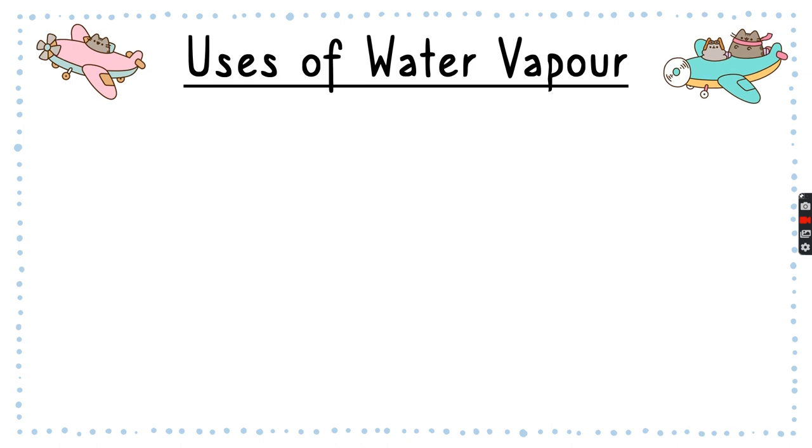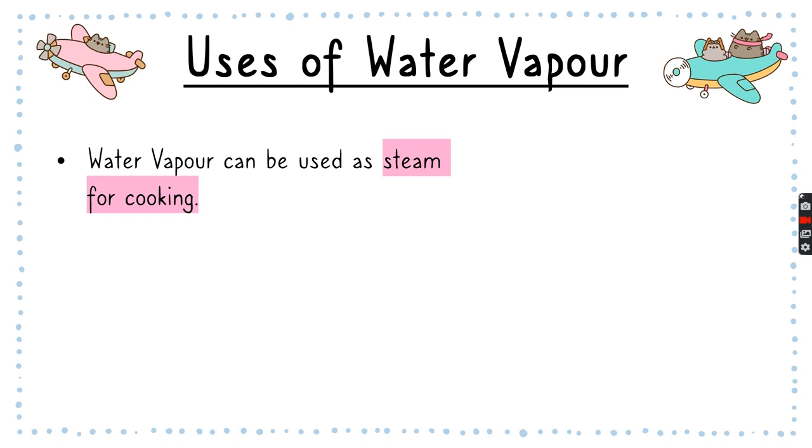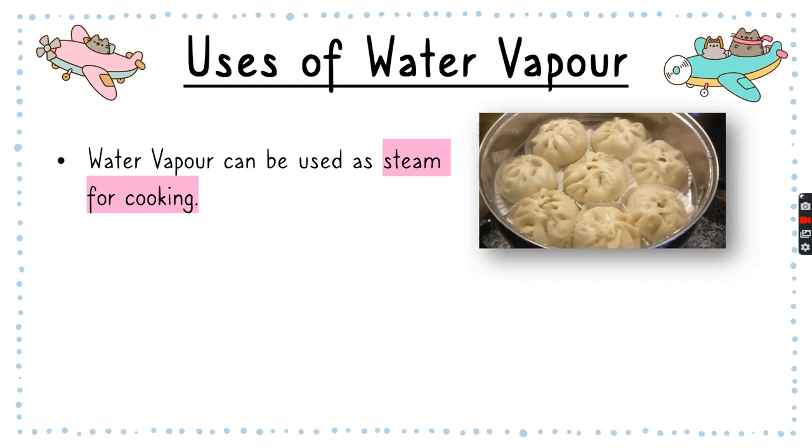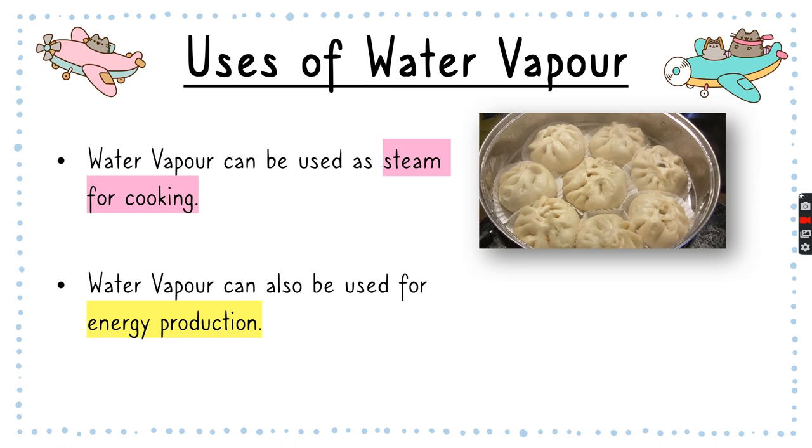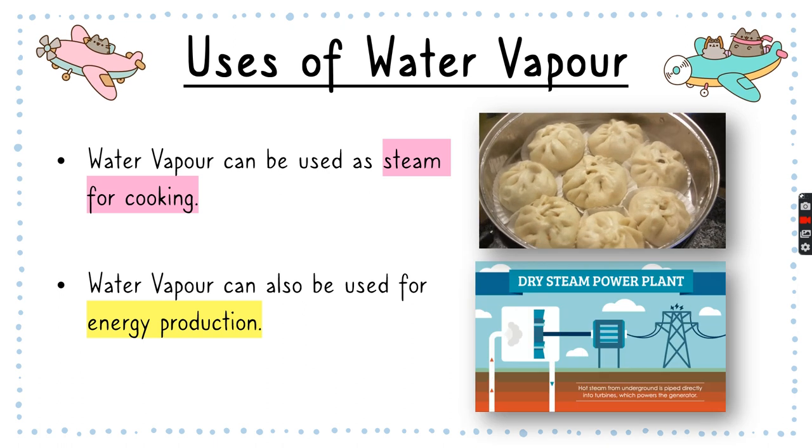This is just an extra bit that I think is pretty important because we talked about the uses of the other gases. So what about the uses of water vapor? Water vapor can be used as steam for cooking, and it also can be used for energy production.